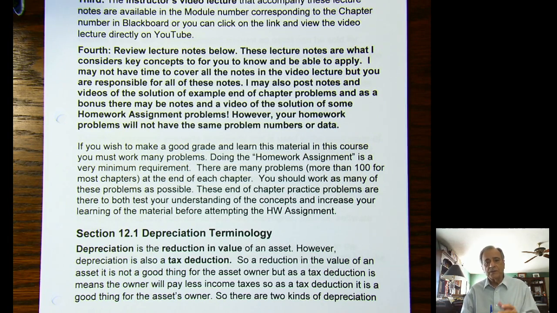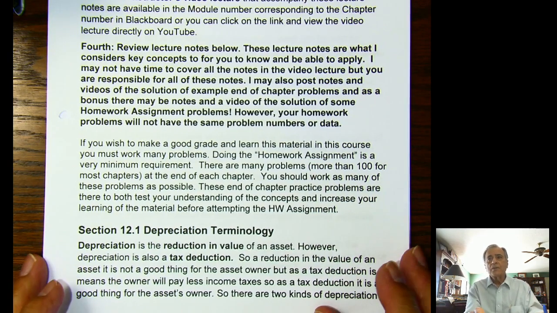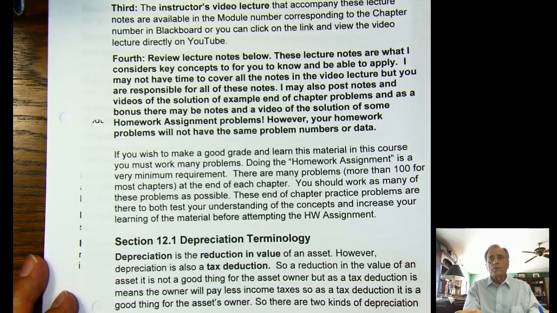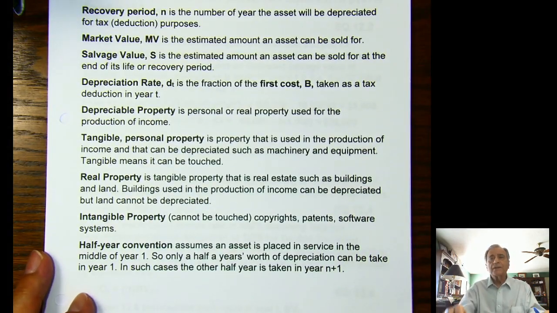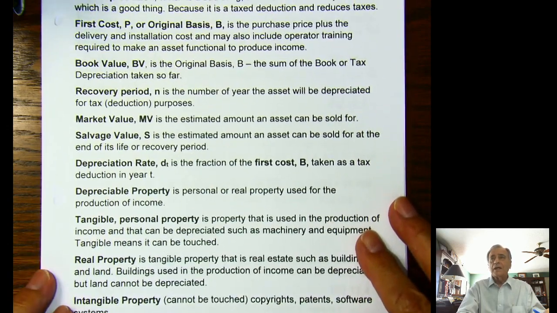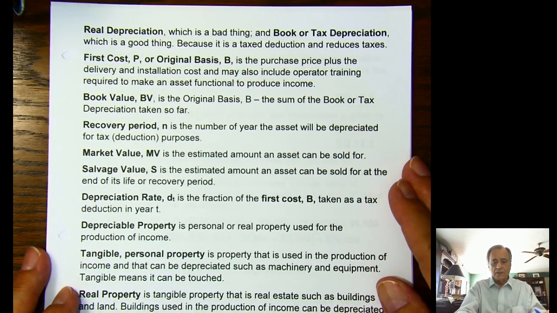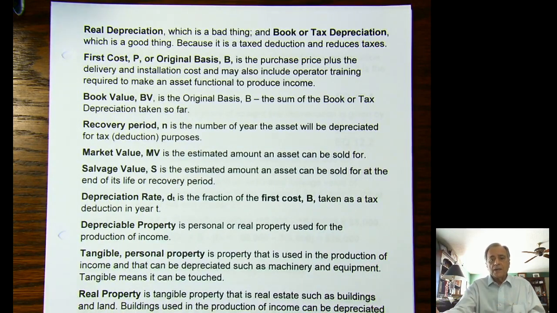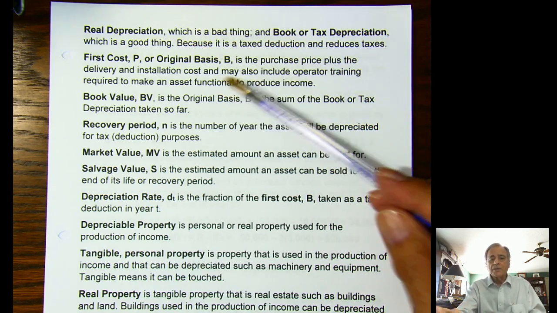One is a real depreciation that an asset that you own undergoes because of wear and tear or even just time, and the other is the tax deduction that you are allowed to take as what's called a depreciation allowance. We're going to talk about mostly the tax deduction part, and I describe that on the second page of the lecture notes: real depreciation is a bad thing, book or tax depreciation is a good thing.